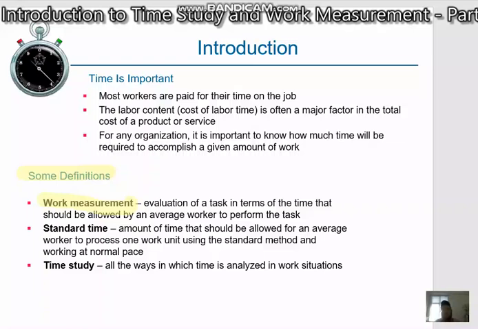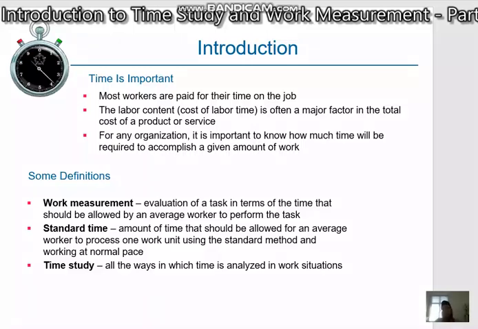Again, in this discussion, we will focus on 4 techniques: direct time study, predetermined motion time system, PMTS, standard data system, SDS, and work sampling. The task that is measured is usually a repetitive work cycle. So the objective of these work measurement techniques is to determine a standard time for the task.